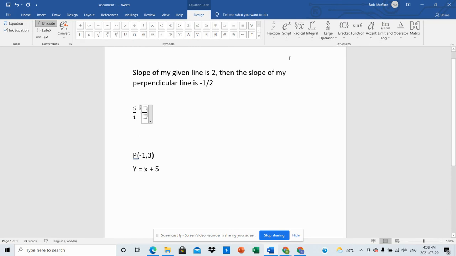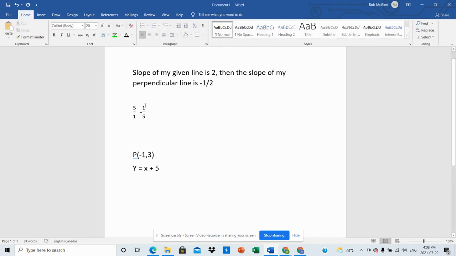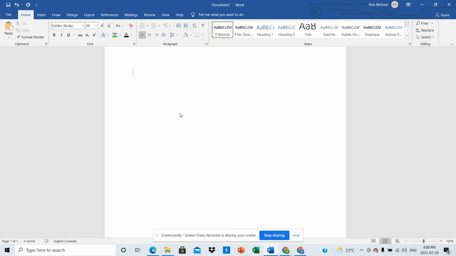So 5 over 1, the reciprocal is just going to be negative 1 over 5, the negative reciprocal. And that's going to be the slope of our perpendicular line. So that's just showing you how to find a negative reciprocal. We're not going to worry about that right now. I deleted the wrong thing, but that's okay. I'll put that back in.